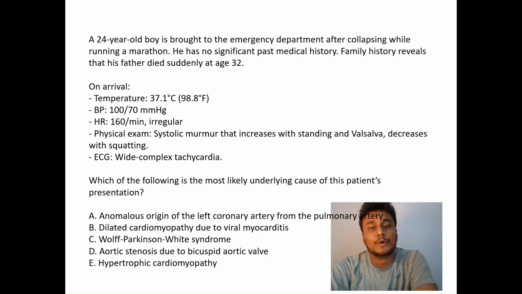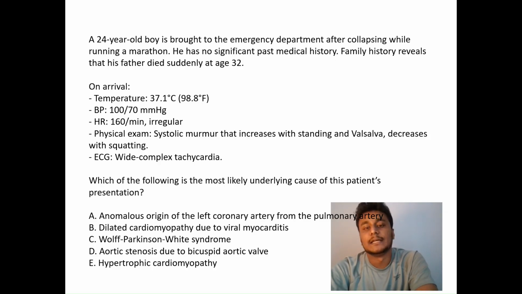A 24-year-old boy is brought to the emergency department after collapsing while running a marathon. He has no significant past medical history. Family history reveals that his father died suddenly at age 32. On arrival, the temperature is 37.1, which is normal. Blood pressure is 100 over 70, which is normal. Heart rate is 160 per minute and it is irregular. So this is not normal. Heart rate is high. Patient is having tachycardia.